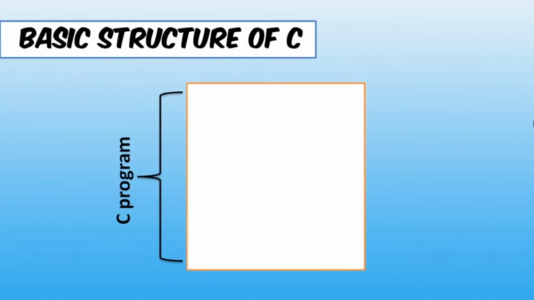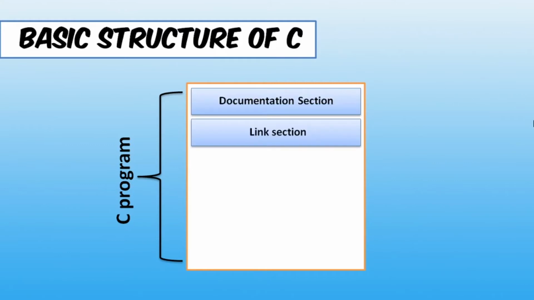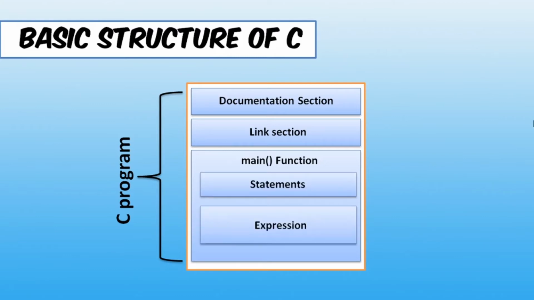Structure of C program implies the composition or the major components to write a C program. So let us suppose this rectangle as a C program. On the very top we have the documentation section. Then there comes the link section and the main function. Inside the main function we have statements and expressions. So this was the basic structure of C. I will explain everything in detail.